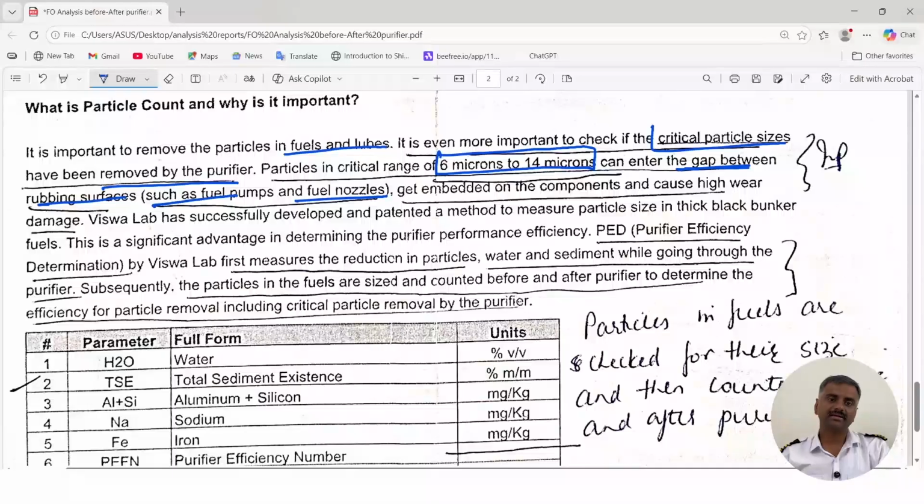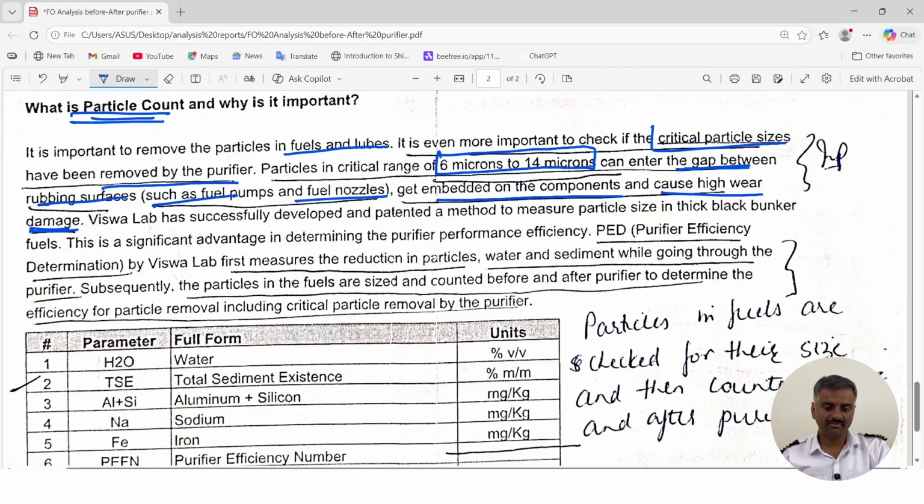In that case, they did the analysis again, spectroscopy, and then they found that the cat fines or the dust was more, the silica was more in the oil, due to which the silicon content was causing the clearances to increase. It enters the gap and then gets embedded on the components and causes high wear damage. This is the wear damage. That is why particle counts are also important.